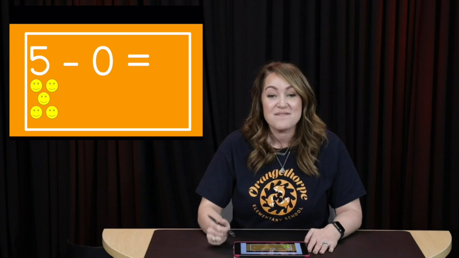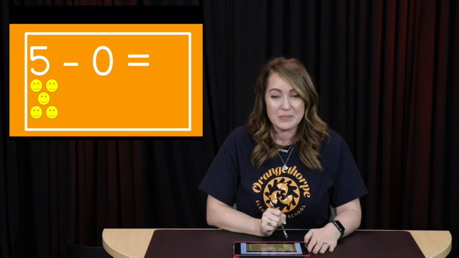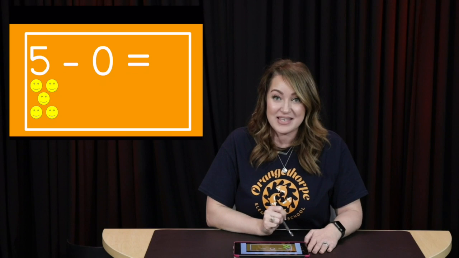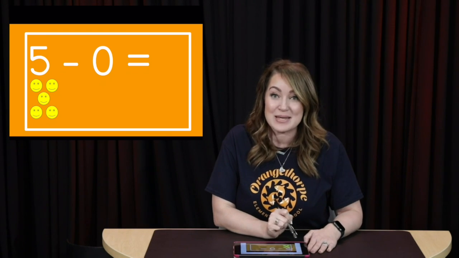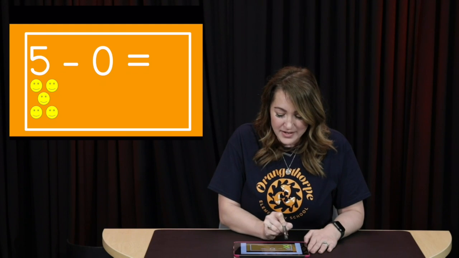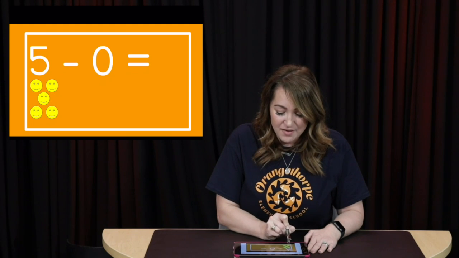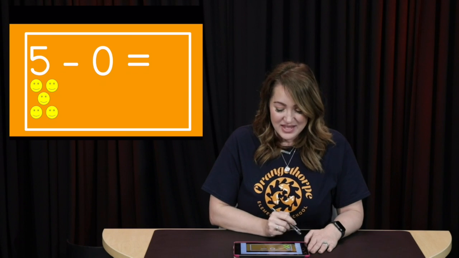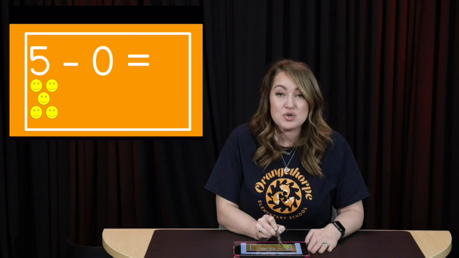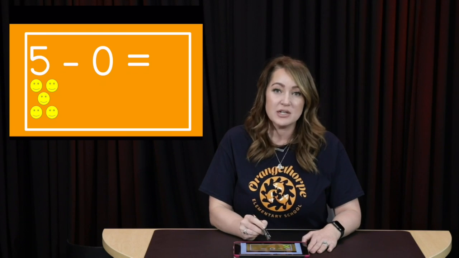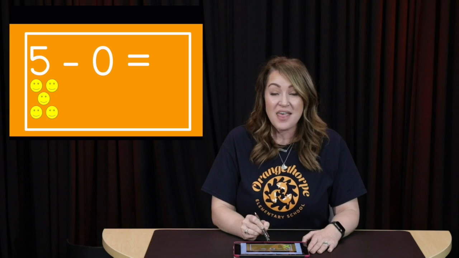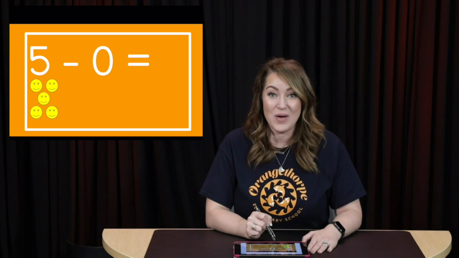All right, let's try another subtraction sentence. Oh, this time it's 5 minus 0. All right, so I have smiley faces here. Let's count them again to make sure that my smiley faces match the numbers in my number sentence. 1, 2, 3, 4, 5. If I have 5 and then I'm subtracting or taking away 0, well, the number 0 represents nothing. So I'm not going to take any away this time.